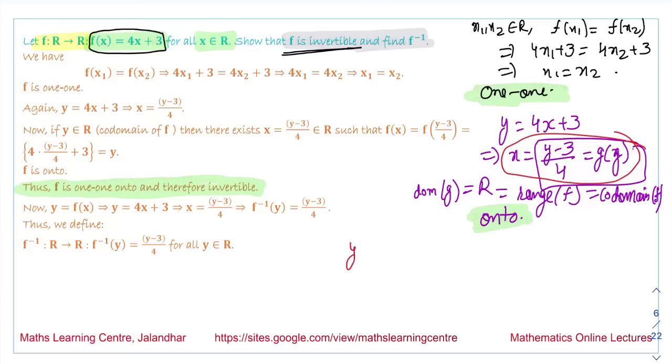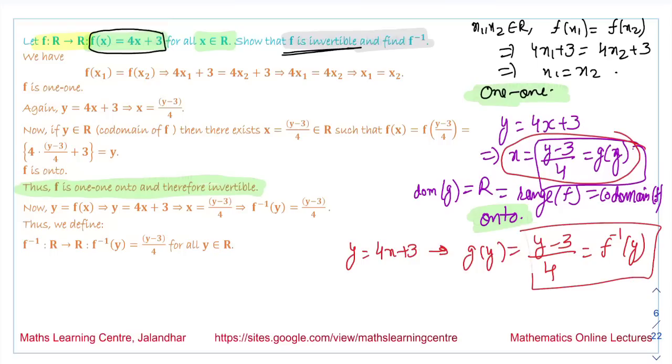We have equated y is equal to 4x plus 3, and we have obtained a function g of y that is equal to (y minus 3) by 4, and this is basically the inverse of the function f. So we have defined the function f inverse from R to R such that f inverse of y is equal to (y minus 3) by 4 for all y belongs to R.